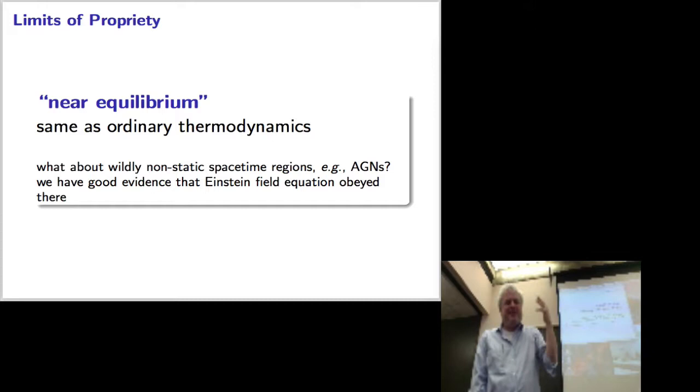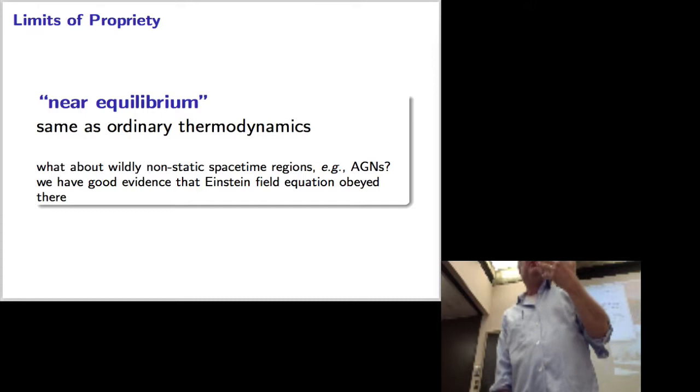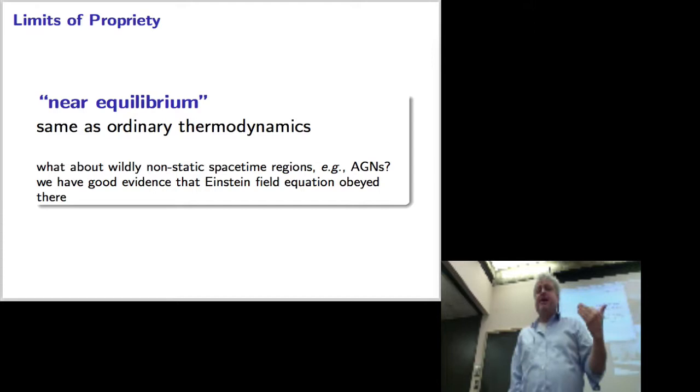So we do have some good astronomical evidence that the Einstein field equation is obeyed to a high level of accuracy in, say, the middle of an active galactic nuclei.